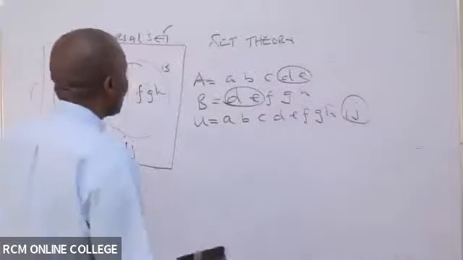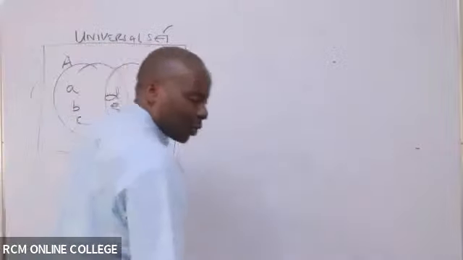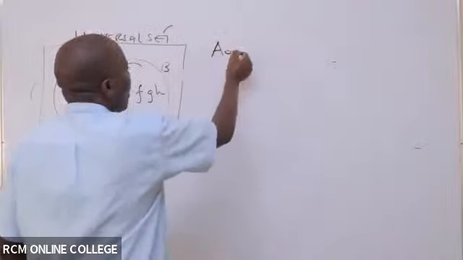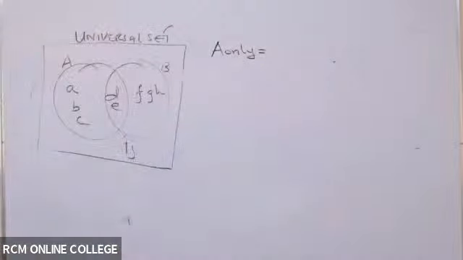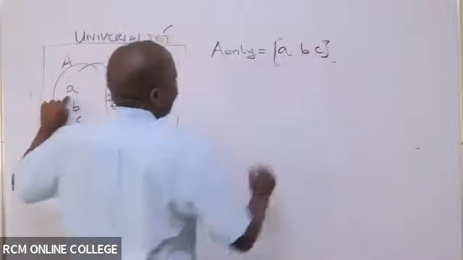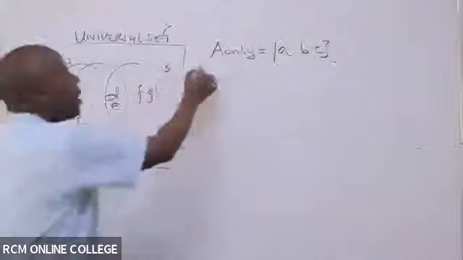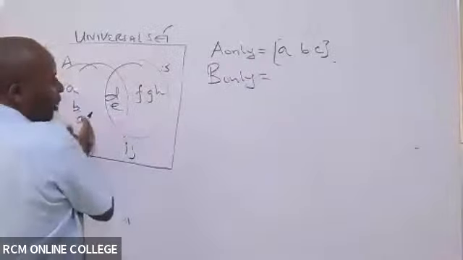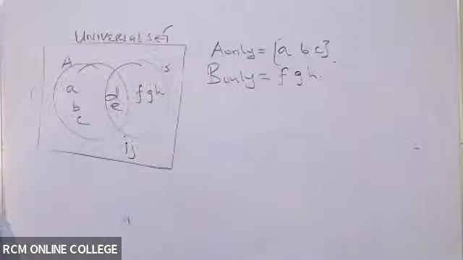Now, there are a few questions I would want us to address. If somebody wants you to provide a set which contains members of A only, is there somebody who is able to see members of A only? Members of A only will be A, B, C. Those are members of A only. When I say B only, we shall have what here? Leave out the shared elements. So B only will be F, G, H.